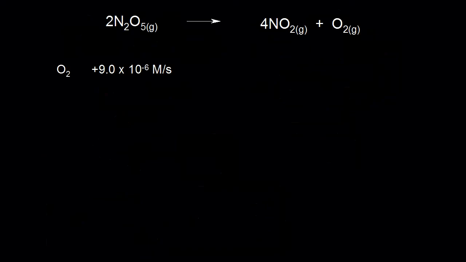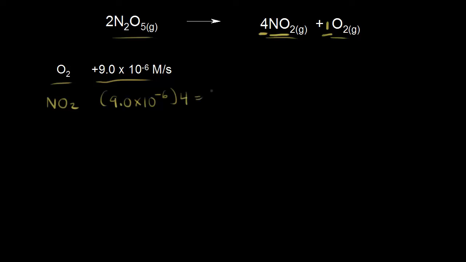Let's look at a more complicated reaction. Here we have the balanced equation for the decomposition of dinitrogen pentoxide into nitrogen dioxide and oxygen. And let's say that oxygen forms at a rate of 9 times 10 to the negative 6 molar per second. So what is the rate of formation of nitrogen dioxide? Well, if you look at the balanced equation, for every 1 mole of oxygen that forms, 4 moles of nitrogen dioxide form. So we just need to multiply the rate of formation of oxygen by 4.